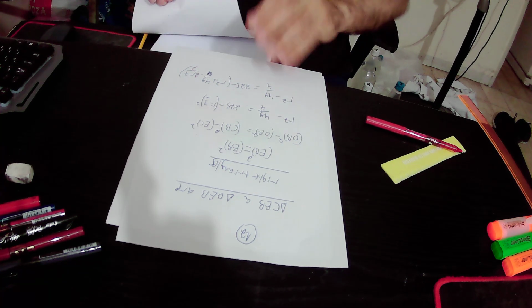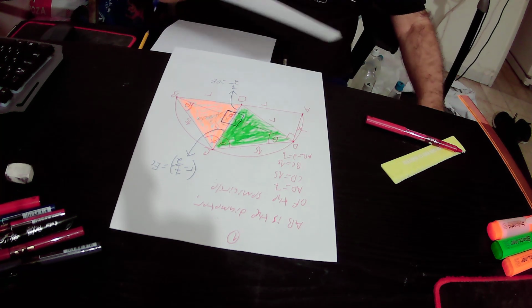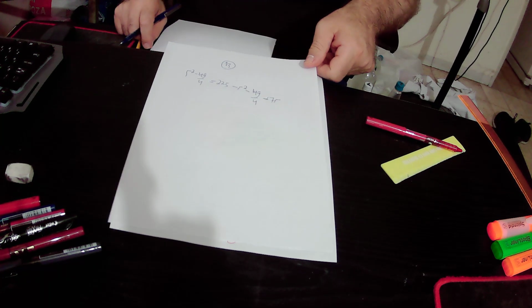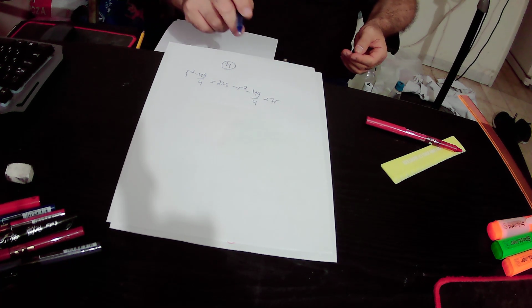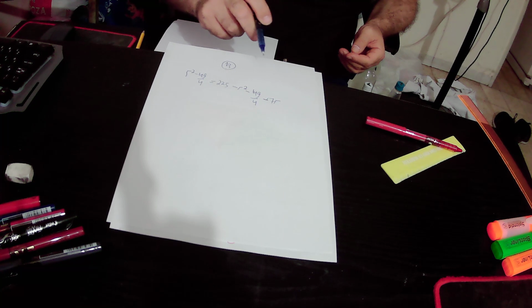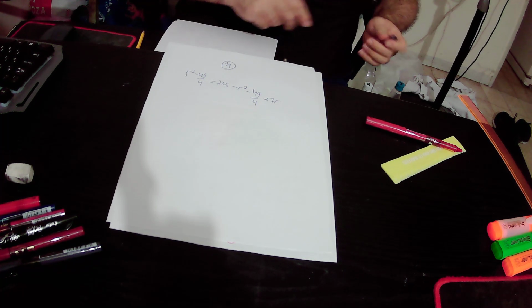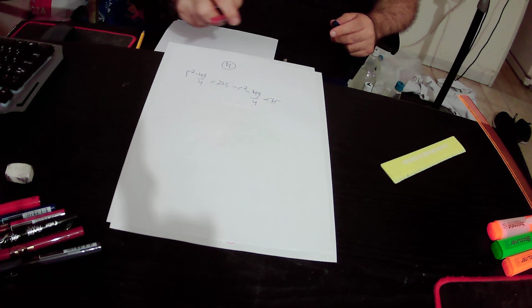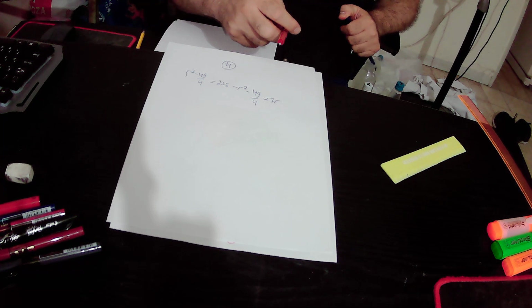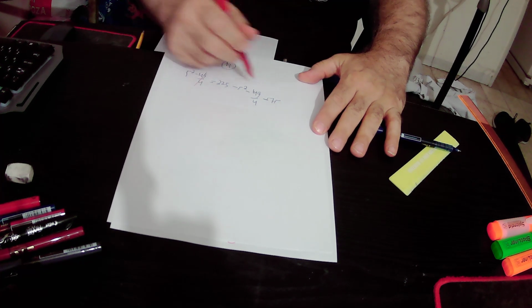So in total we got this equality that r square minus 49 over 4 equals 225 minus r square minus 49 over 4 plus 7r. Here we have minus 49 over 4 in this side of the equality, and we have minus 49 over 4 on the other side of the equality, so we can cancel 49 over 4.